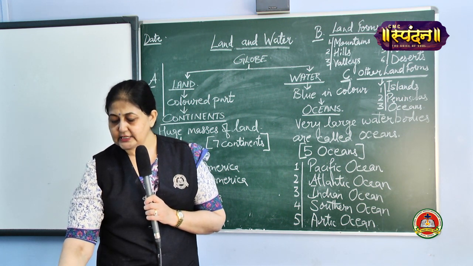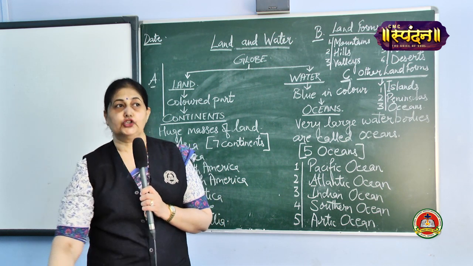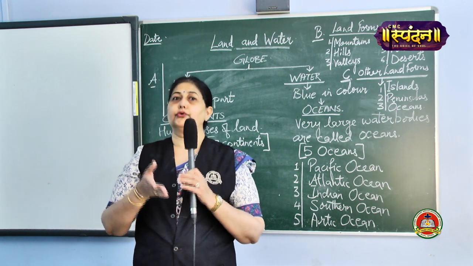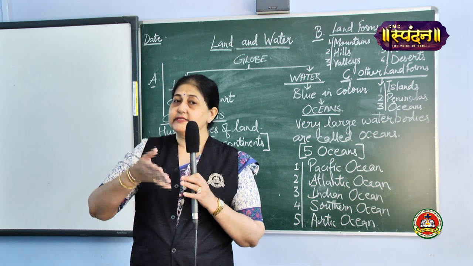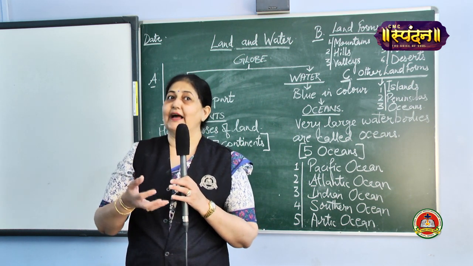A valley is a low area of land between mountains or hills. Children, between two mountains or two hills, there is an area which is called a valley.